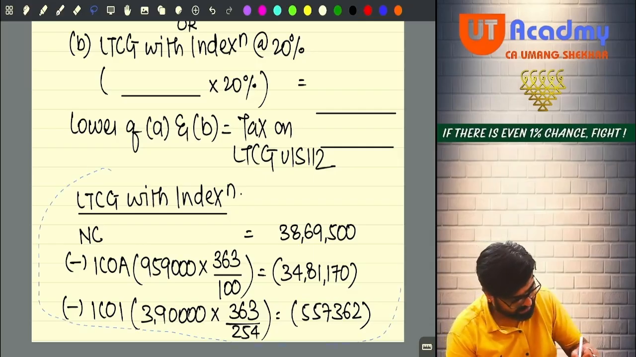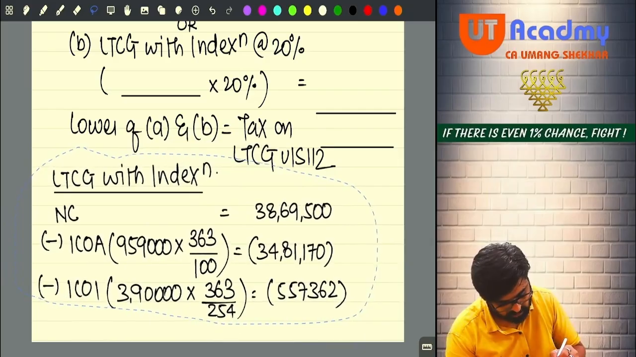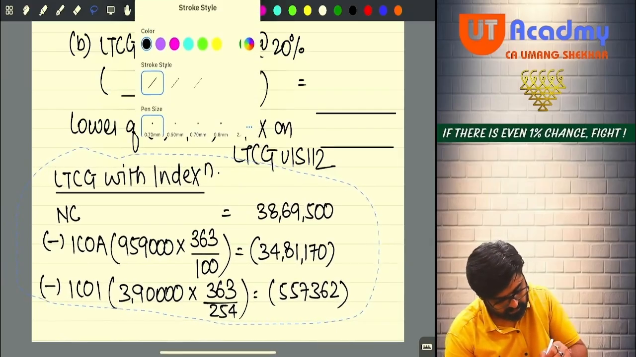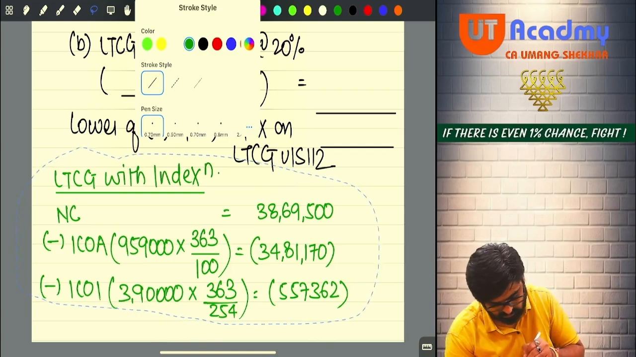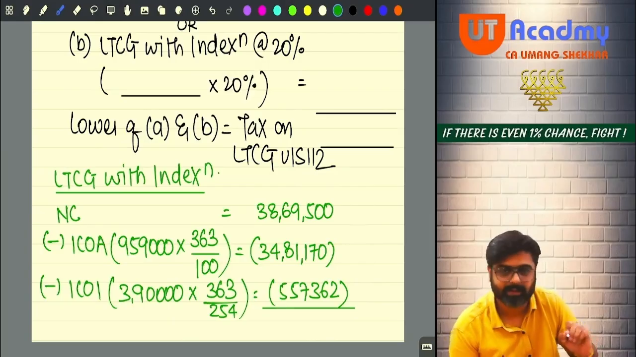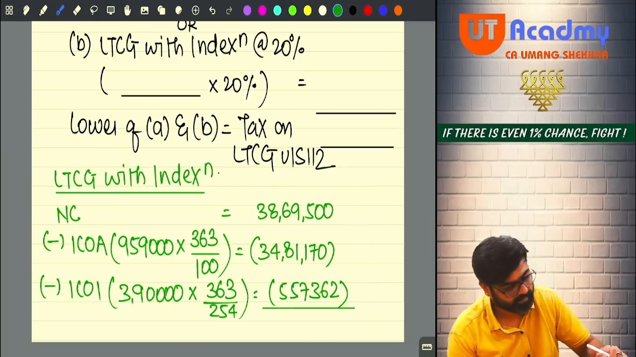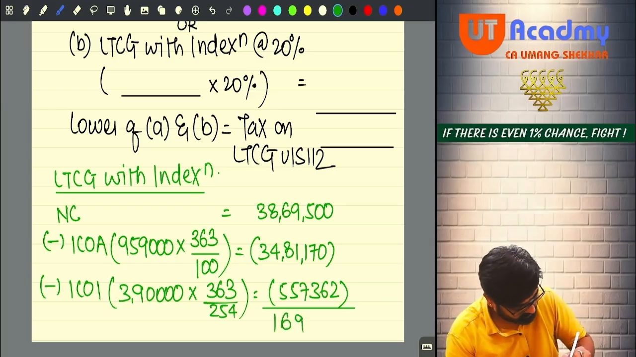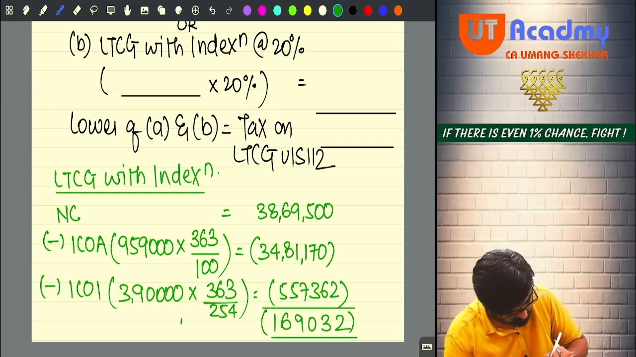Sir, big problem, sir. What problem, sir? Sir, instead of gain, it is a loss, sir. How much loss? Tell me. 38,69,500 minus 34,81,170 minus 5,57,362. You get 1,69,032. This is my loss.